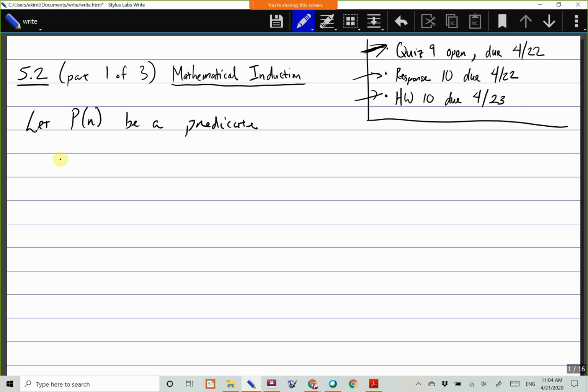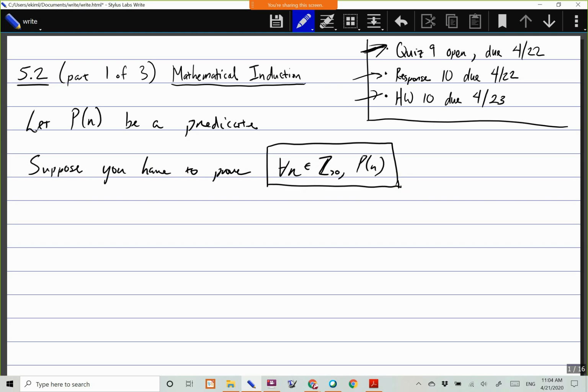So suppose you have to... not only do you have a predicate, but suppose that the setup is: suppose you have to prove for all little n in the set of positive integers, p of n. Let me box that. Let's say this is what you are asked to prove. We've had to prove things in this general format before: for all, a placeholder variable in some set, and then a predicate that appears after the comma.